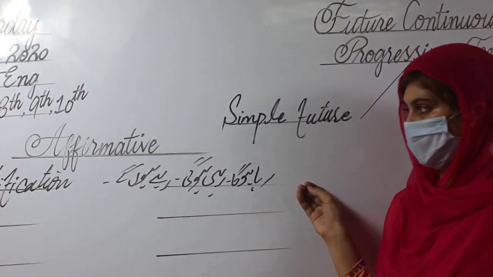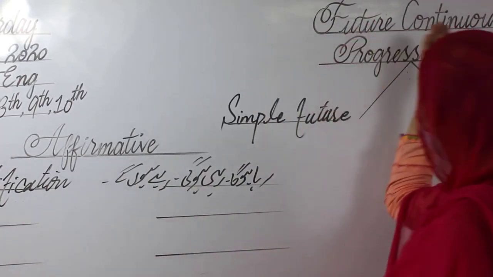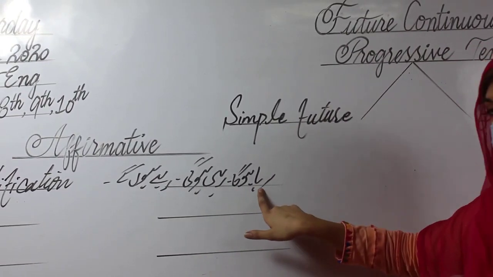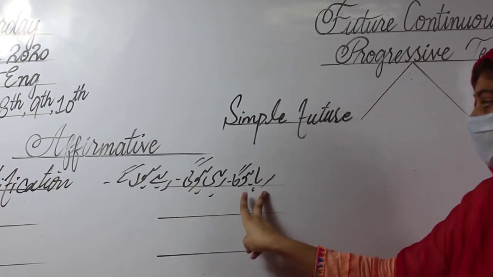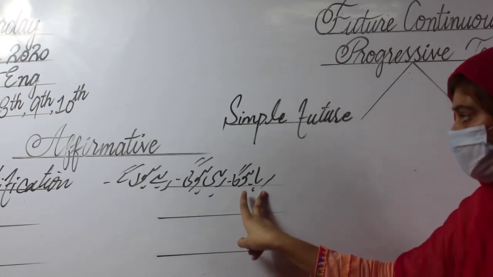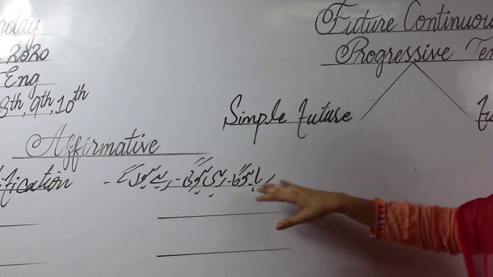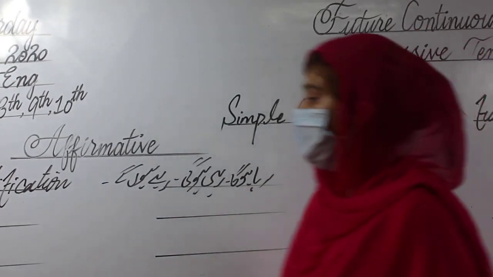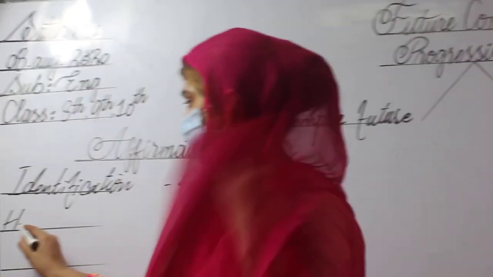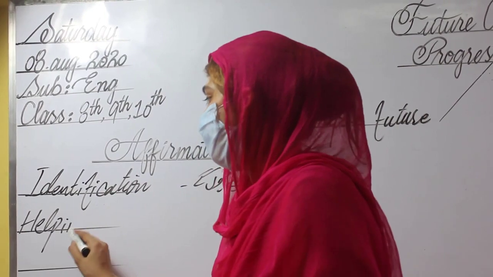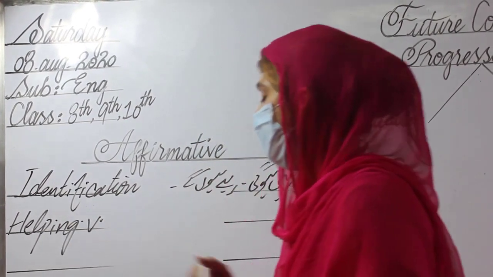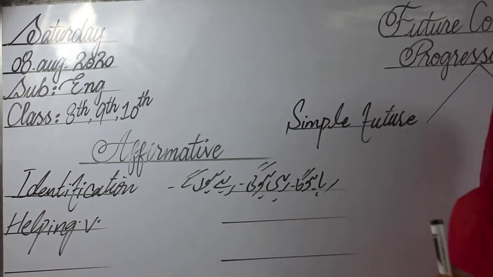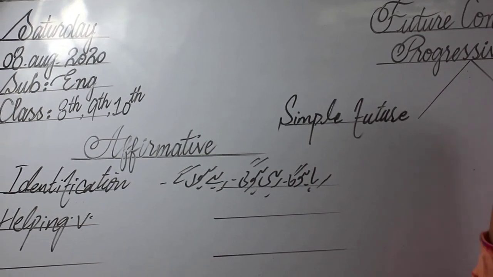These are the identification of the future continuous tense. Ga, which means future, raha, which means continuous. If we compile these two, then the identification will appear in the form of the future continuous tense. The second thing is the helping verb, because without the use of the helping verb, we can't complete our sentence and we can't show that we are doing such a type of tense.